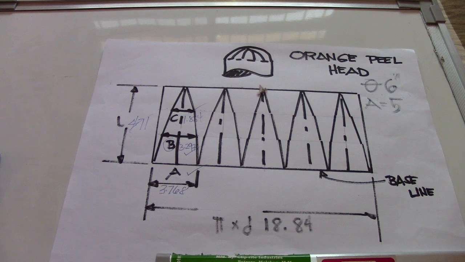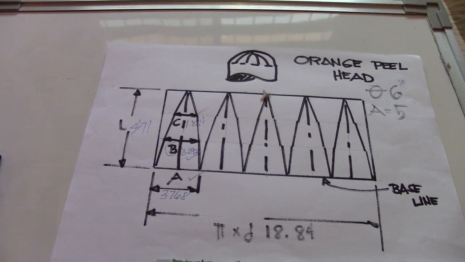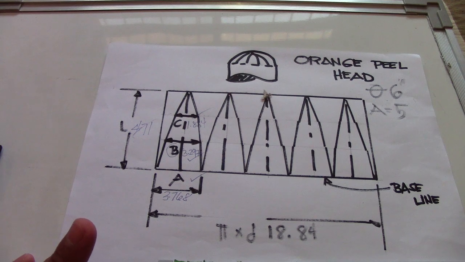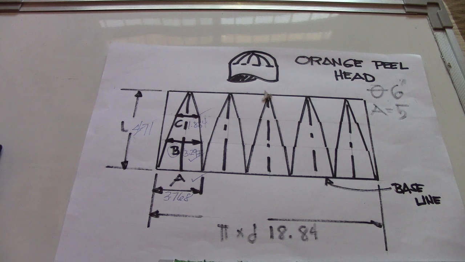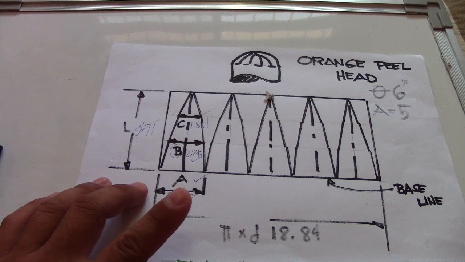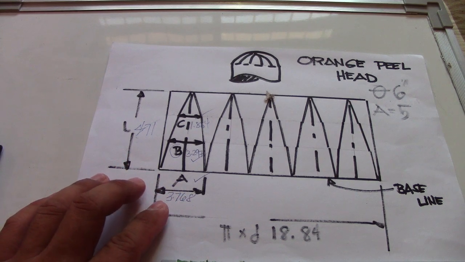Please take note, guys, that our minimum number of arms is 5. If the diameter is 8, make the number of arms 6. If the diameter of the pipe is 10, make it 7. If the diameter is 12, make it 8 arms. But the minimum number of arms is 5. If you're starting from the size of 2 inch, the number of arms is 5. So this is our minimum.